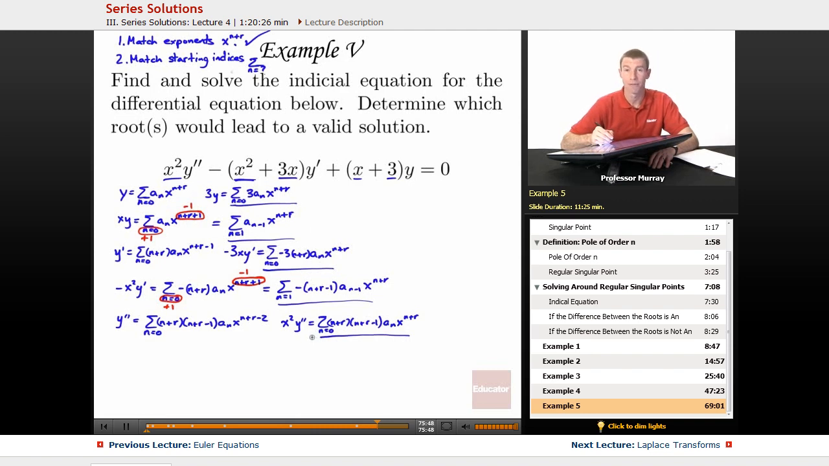So that means for all the n equals 0 ones, I'm going to pull out one term. So I'm going to pull out the n equals 0 term. Let's go ahead and start here. The n equals 0 term here is 3a0 x to the r. That was my n equals 0. And now I have the sum from n equals 1 of 3an x to the n plus r. This one's already OK, because it already starts at n equals 1.